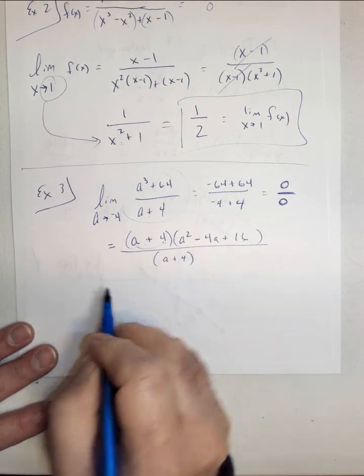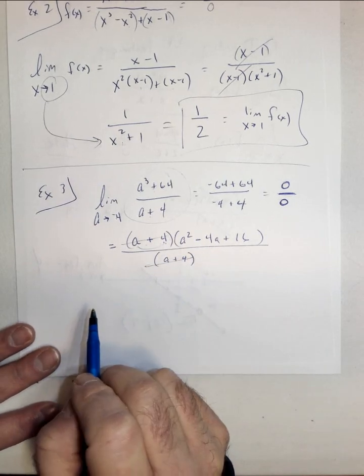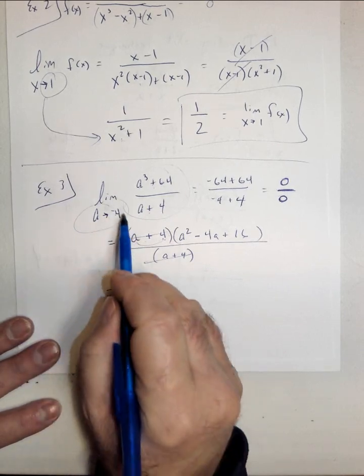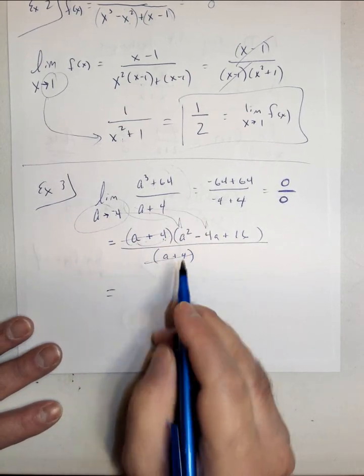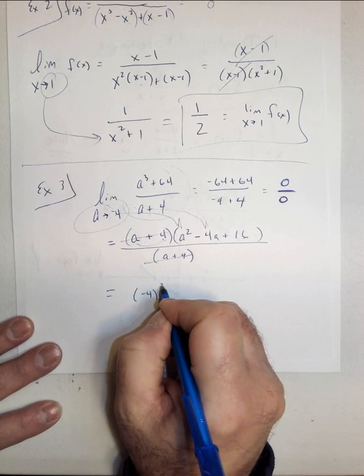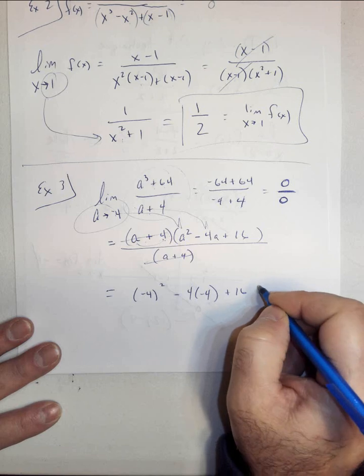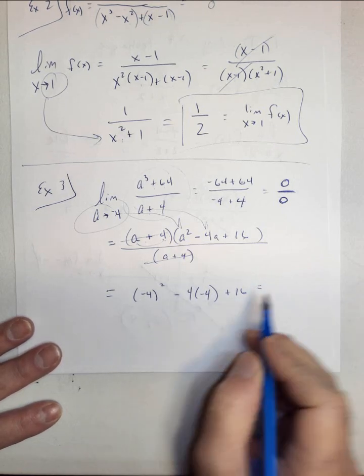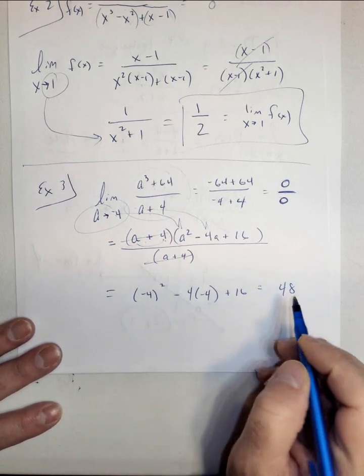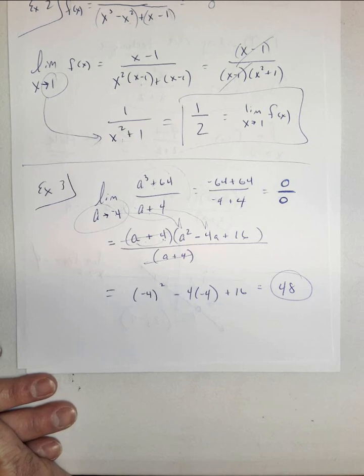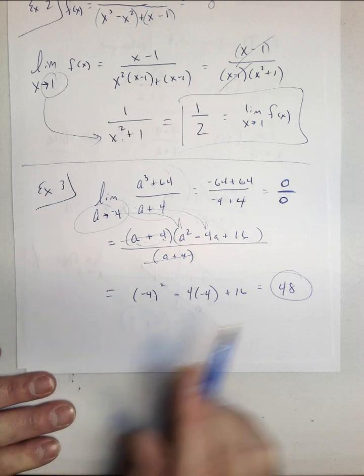And then what we see, there's your hole. There's your removable discontinuity. So we remove that, and then to find the limit, we're going to plug in the negative 4 to what we have left. So negative 4 squared minus 4 times negative 4 plus 16 is 48. And that's your limit. So using all these algebra factoring techniques allows us to remove the holes when we have them to find the actual limits.